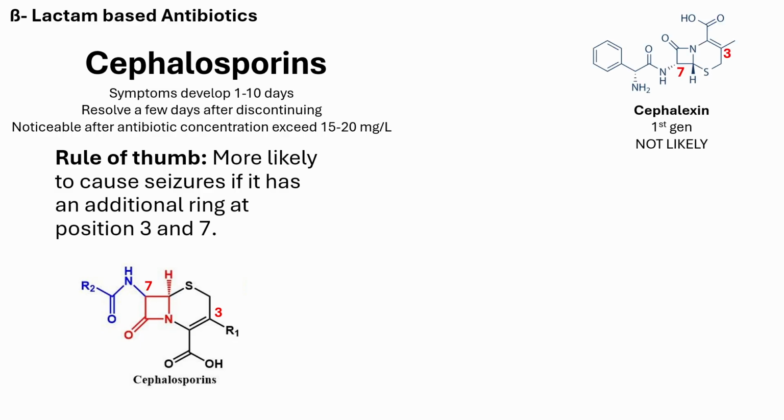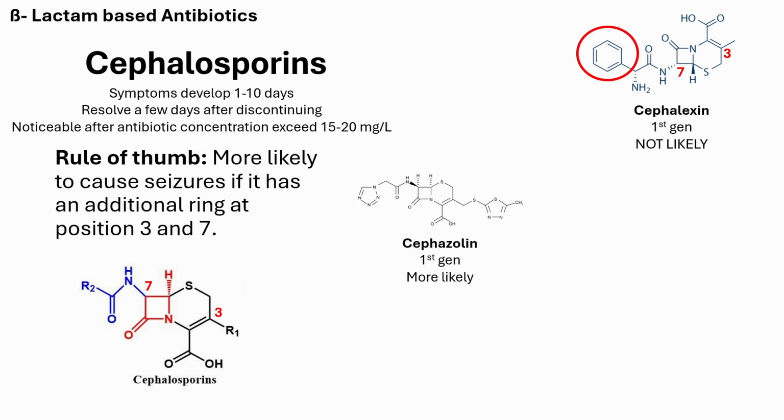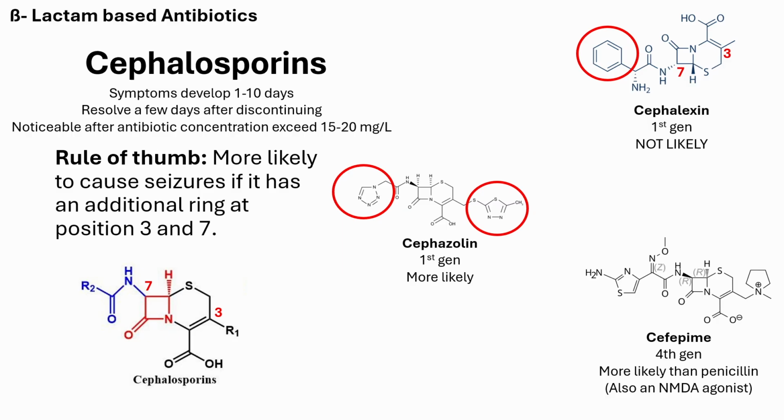So looking at a first gen, cephalexin, it's not very likely to do it. You're going to notice that at position 7, there's a little benzene ring there. Not a big deal. But if I go down to another first gen that has 2 rings in it, it becomes more likely. The one cephalosporin that's really likely to cause it, or is really well associated with seizures, is cefepime, 4th gen. And notice those rings. They've been bedazzled with all sorts of things.